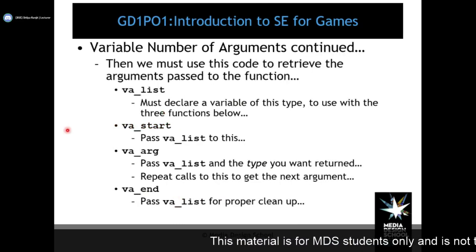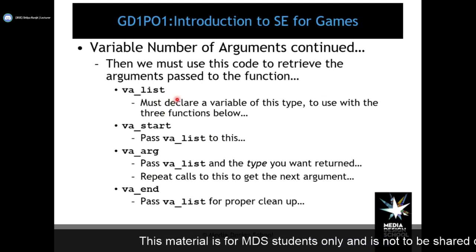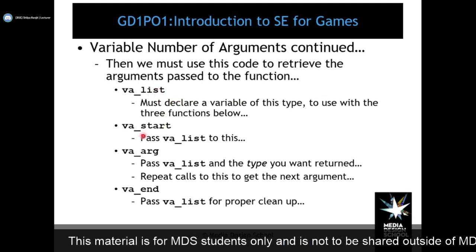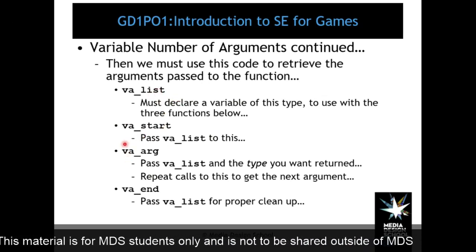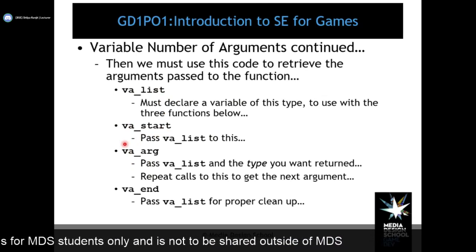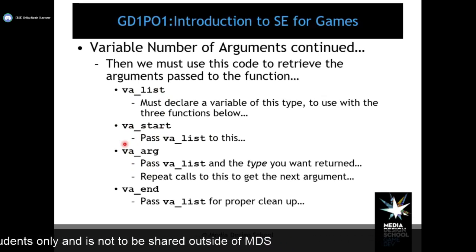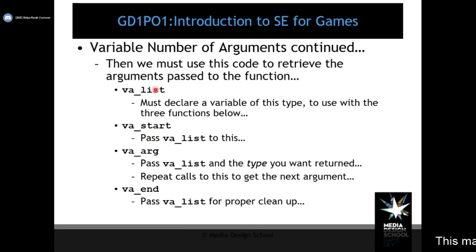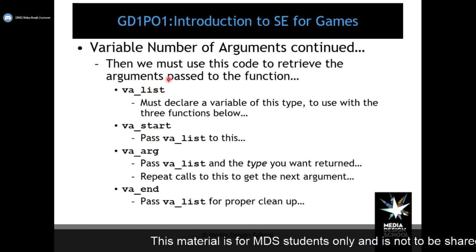So how would we access each of these arguments? We will need to make use of all of these keywords. All right. So va_list basically helps us. It's like a list. A list is basically a collection of data that's stored one after the other. So this list keeps track of all the arguments that we have passed to the function.